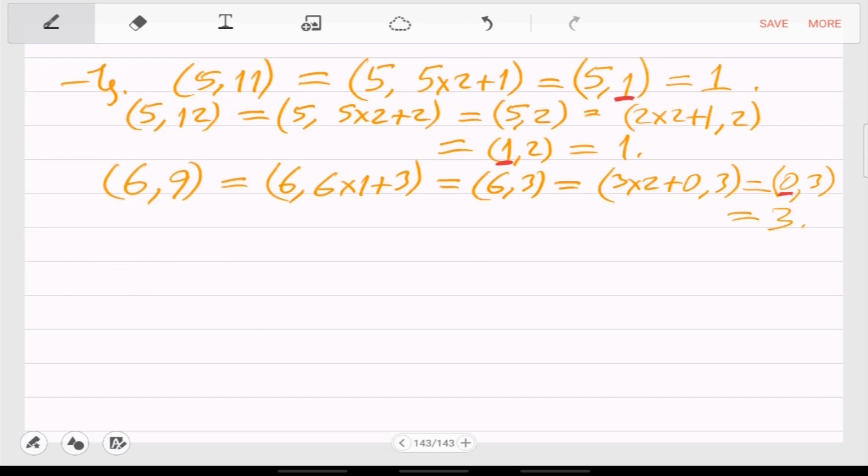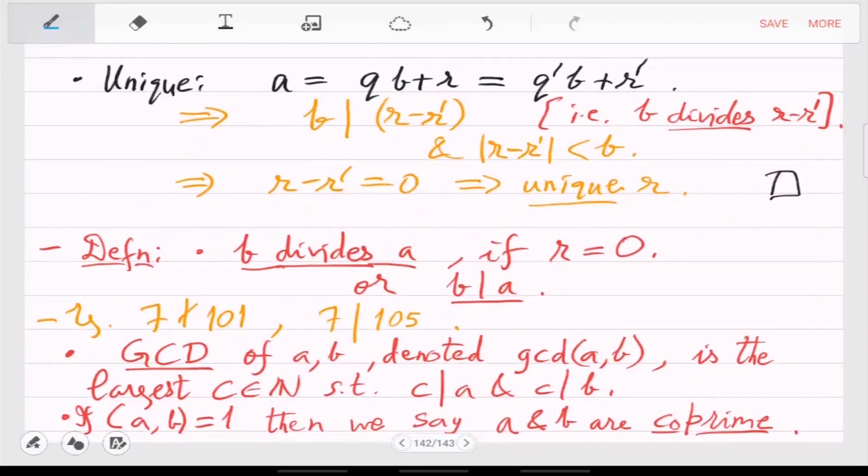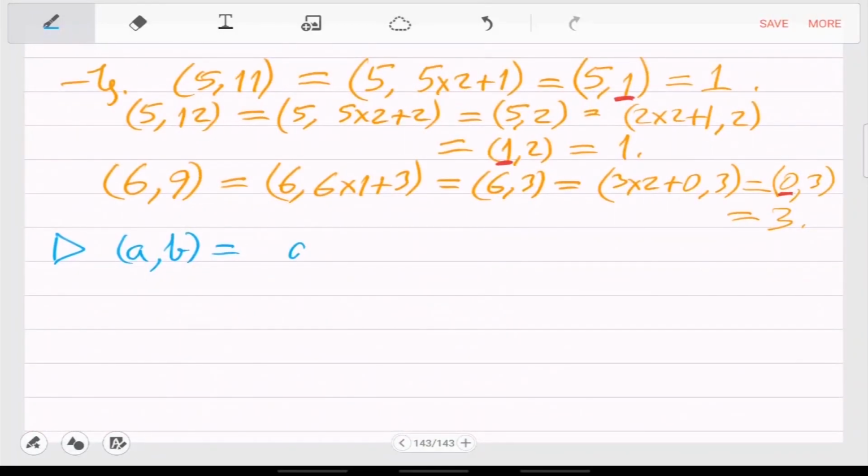So the main property that we are using is that, for A comma B, like we had this division QB plus R. You write A as QB plus R by the first division algorithm. So Q and R will be unique, and then you drop the QB part.